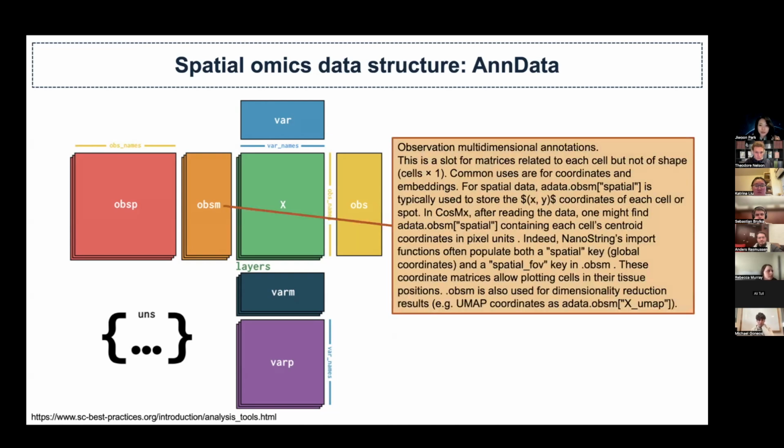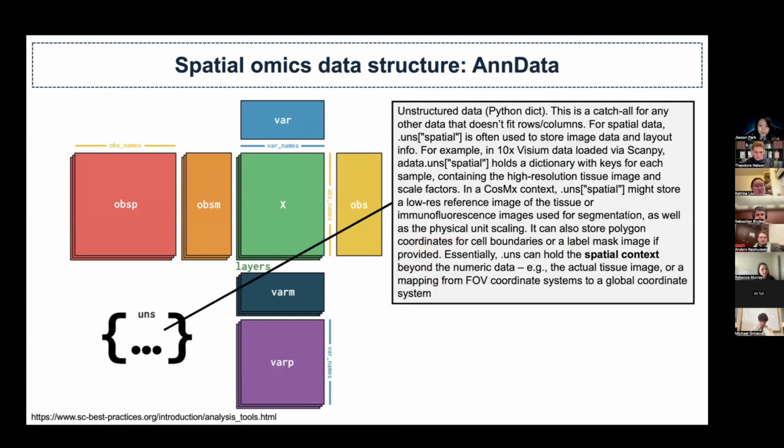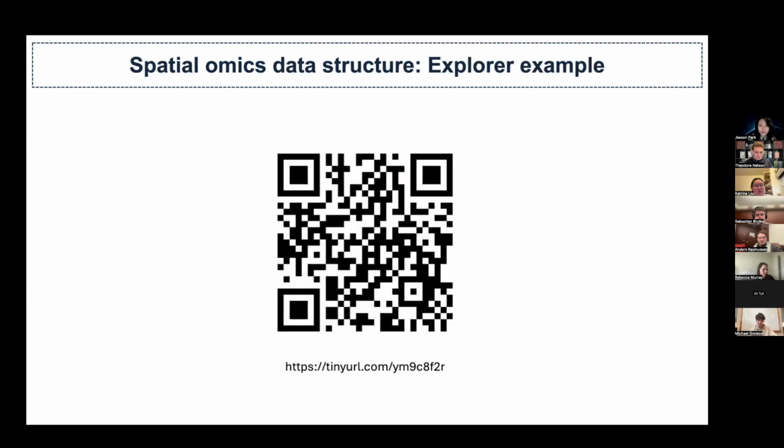Lastly, there are the observation multidimensional annotations. It isn't used quite often, but sometimes we tend to store spatial information in here as well. And the rest of the information, like UMAPs or any other processing, or additional spatial information such as segmented masks, are all stored in unstructured data, which is available through scanpy, squidpy, or other spatial compatible packages.